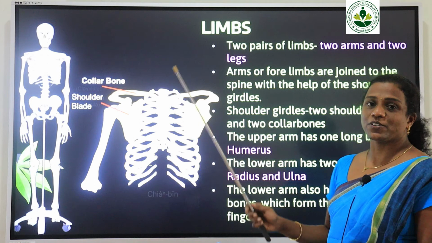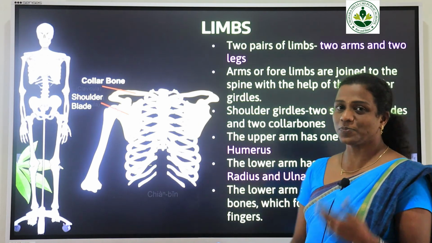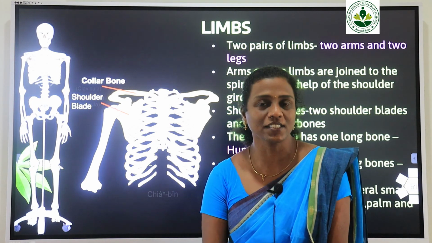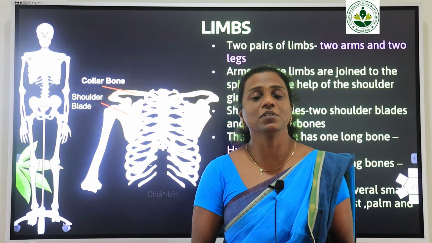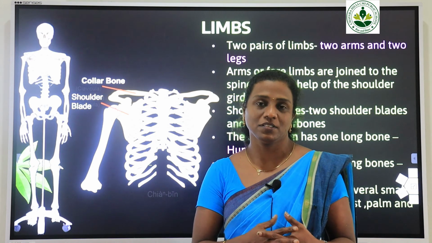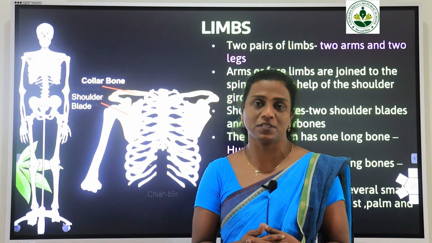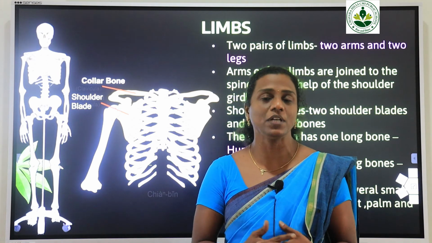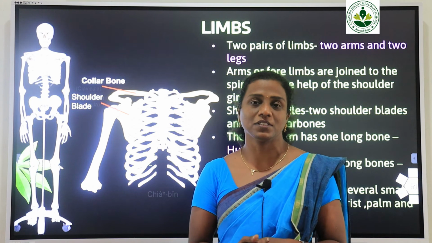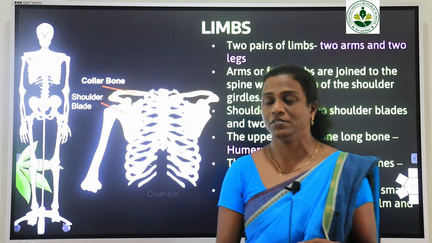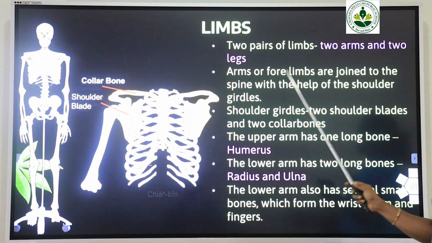So next we are going to check limbs. The next portion is limbs, a part of the skeletal system. We have already been studying from the smaller classes what limbs are. Our 2 arms and 2 legs together are known as limbs. So first we can check the arm portion.